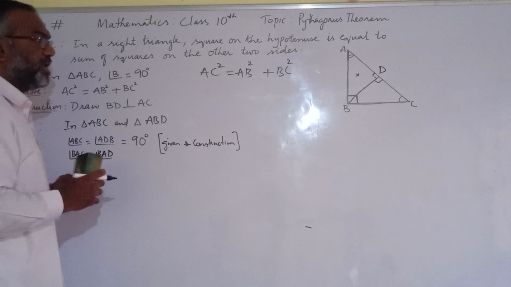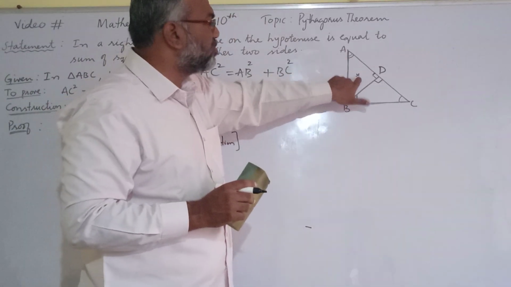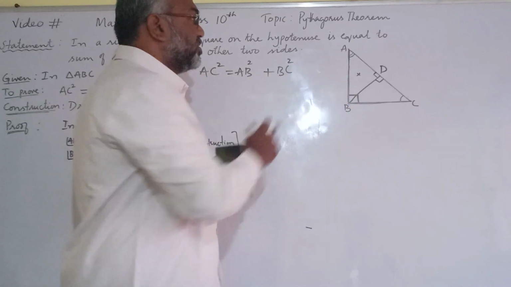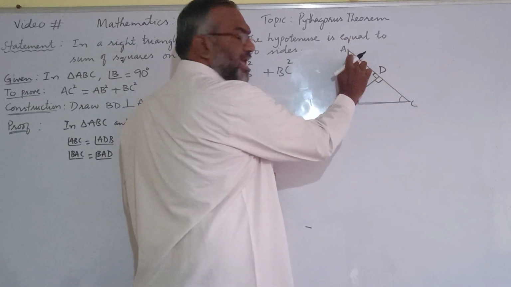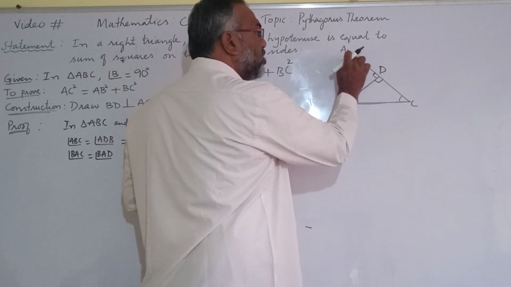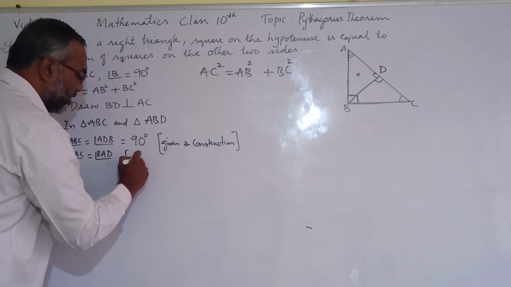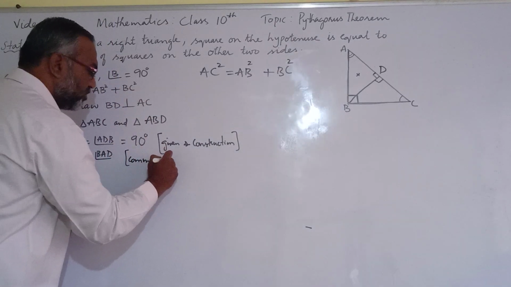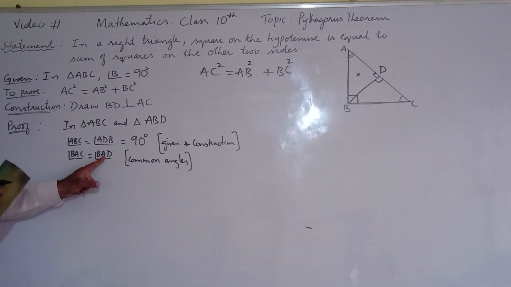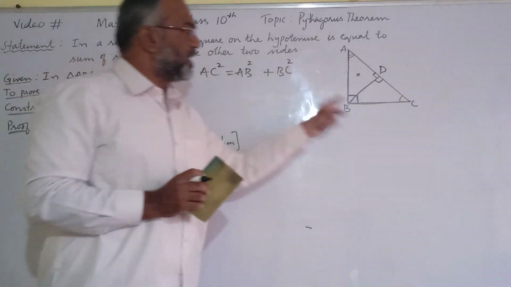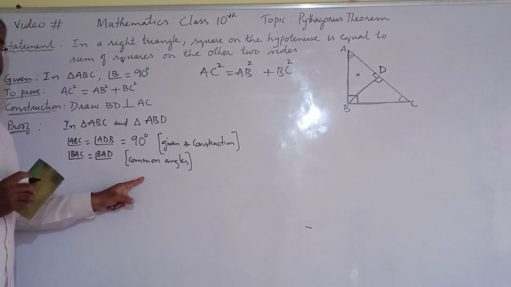When I say BAD, that means angle A of this small triangle. Right? They are equal because it is the same. BAC means A, BAD means also the same. So it is equal. Why are they equal? Because they are common angles. Angle A is present in the big triangle as well as in the small triangle. Common angles are equal.